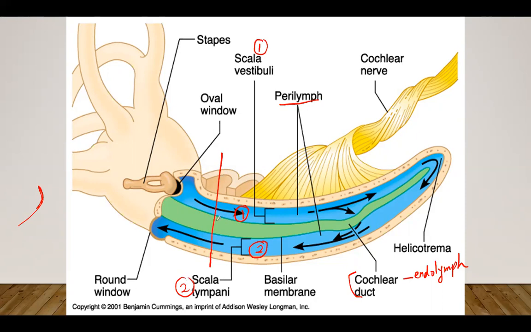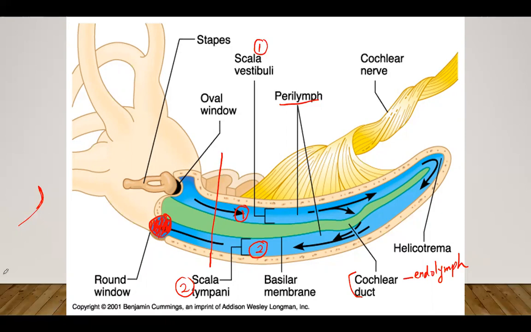Now the Scala Tympani ends with this area right here called the round window. This surface is covered with a thin membrane. Sometimes it's called the secondary tympanic membrane. I don't need you to know that, but it is good for you to understand. So why is this important for us? Let me explain this way.